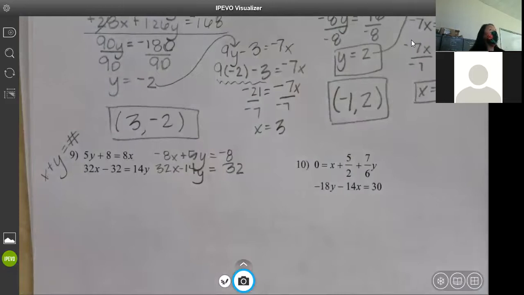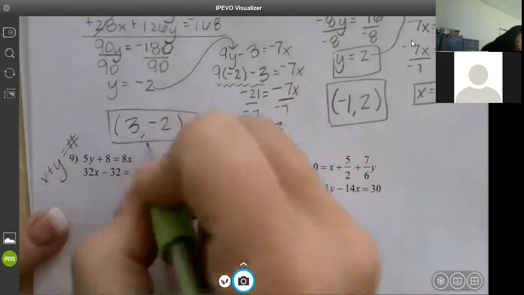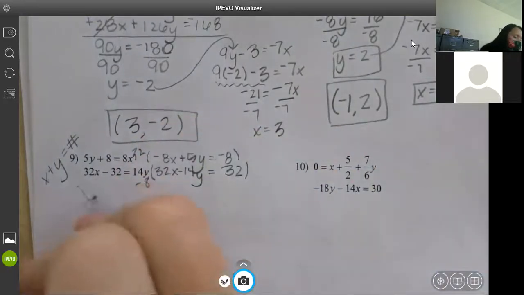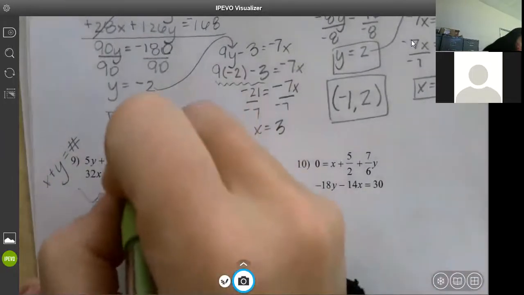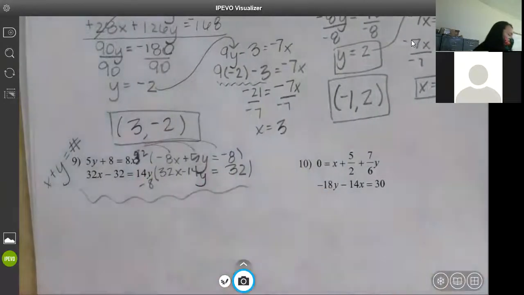Okay. So then you look for numbers that are the same, and we don't have those. So when we don't have any numbers the same, we do flip it. So 32 and -8. And then we distribute. That's a 32. We're going to distribute it in here.